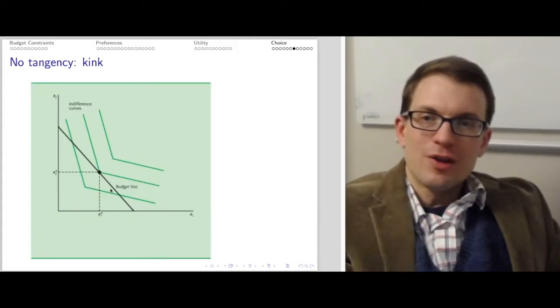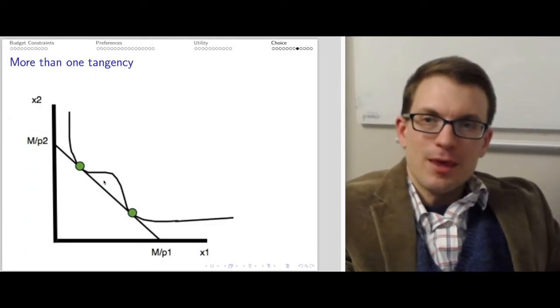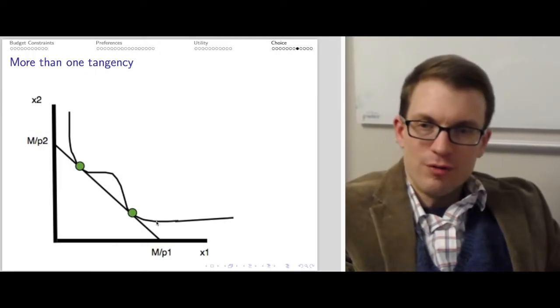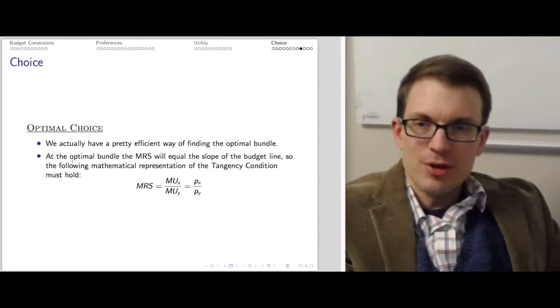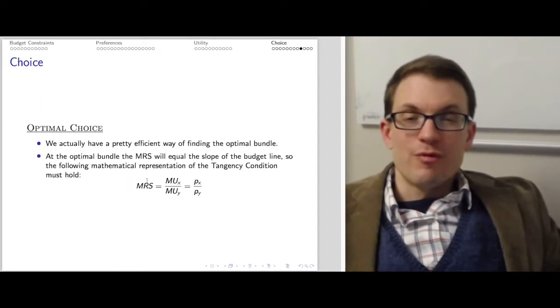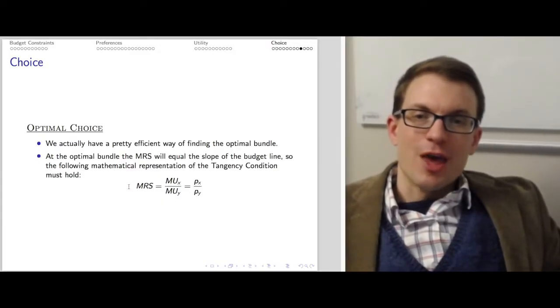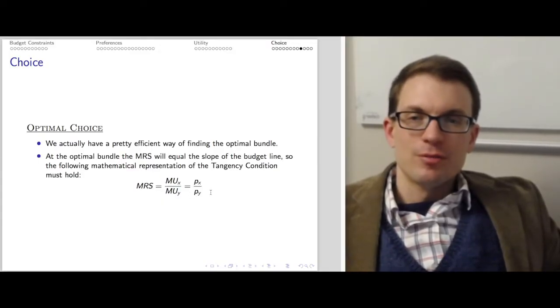So, no tangency if there's a kink, and more than one tangency. You could get this way, or if you had perfect straight lines that lay one on top of the other. How do we find the optimal bundle? Set the MRS equal to the price ratio, right?